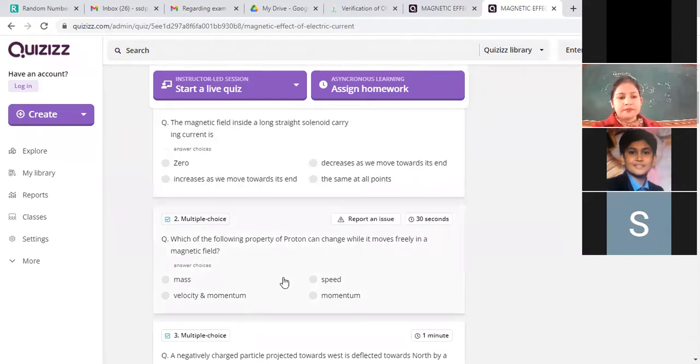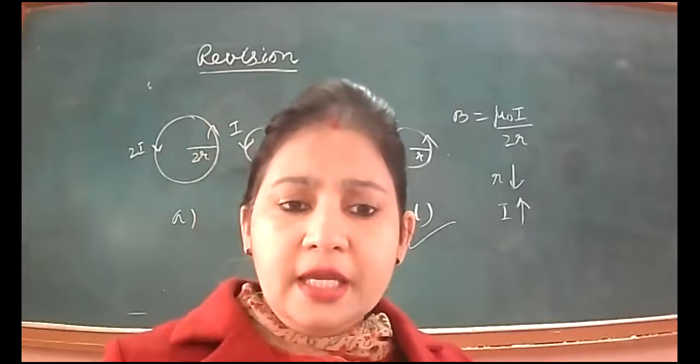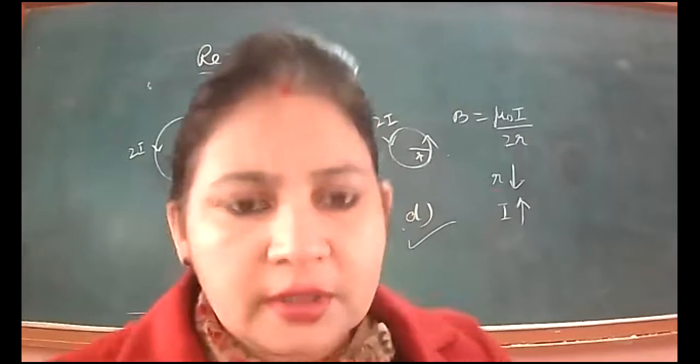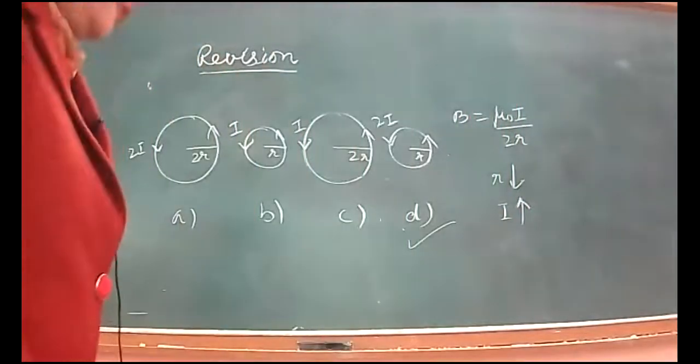Yes, Rishit. Ma'am, increases as we move towards its end. How can you say that? Ma'am, because the magnetic field lines are closer at the ends. But they are asking inside the solenoid. So I'm going to draw the patterns. All of you draw in your copy also.